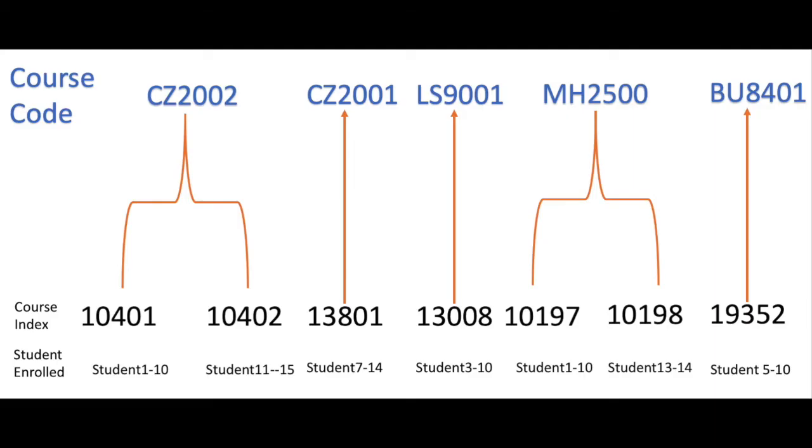This table demonstrates the students already enrolled in these tutorial groups. Some courses have one tutorial group, while others have two. All the courses have 4 AU, and all the tutorial groups have a capacity of 10. So course index 10401 is currently full.